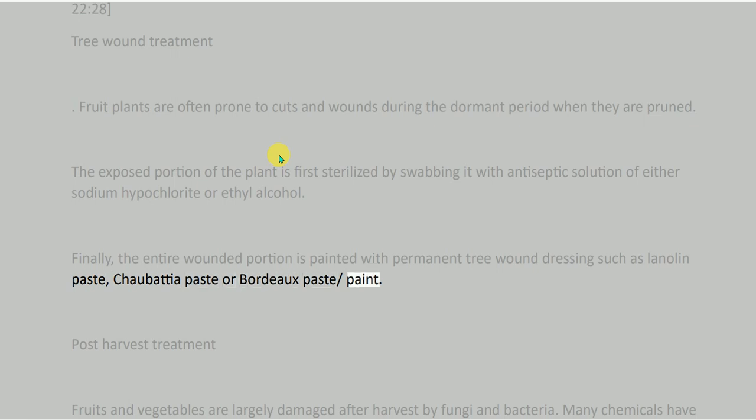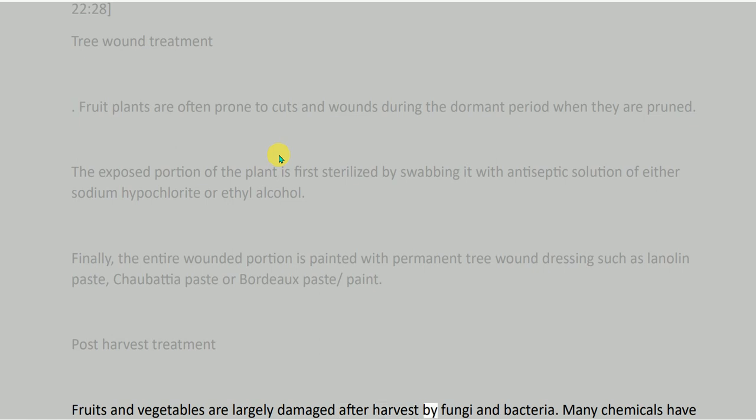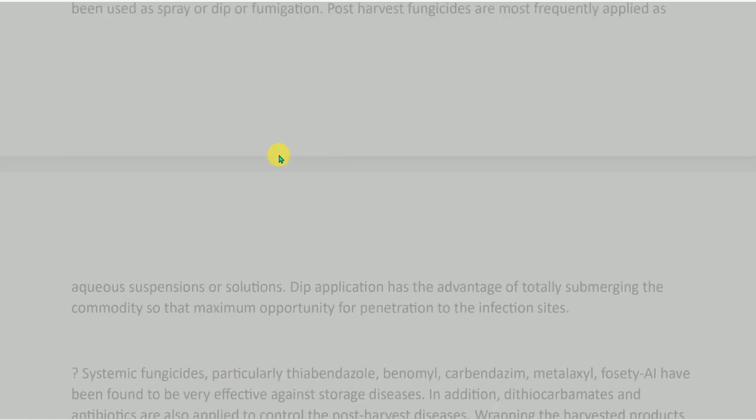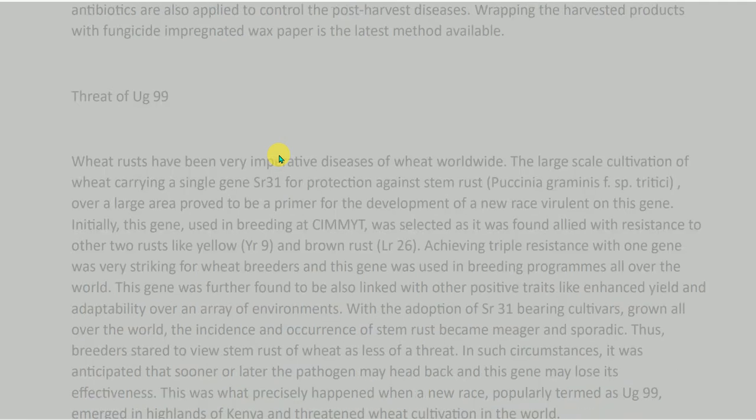Fruits and vegetables are largely damaged after harvest by fungi and bacteria. Many chemicals have been used as spray or dip or fumigation. Post-harvest fungicides are most frequently applied as aqueous suspensions or solutions. Dip application has the advantage of totally submerging the commodity, so that there is maximum opportunity for penetration to the infection sites. Systemic fungicides, particularly thiabendazole, benomyl, carbendazim, metalaxyl and fosetyl, have been found to be very effective against storage diseases. In addition, dithiocarbamates and antibiotics are also applied to control post-harvest diseases. Wrapping the harvested products with fungicide-impregnated wax paper is the latest method available.